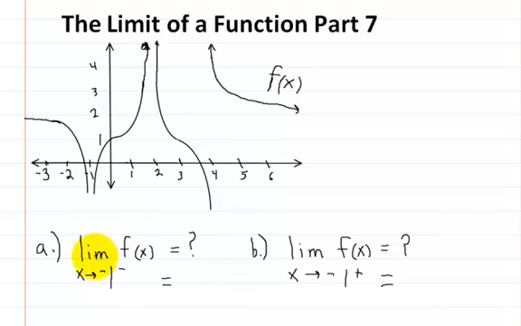So first part, let's solve A. The limit of f of x as x approaches -1 from the left. So here's f of x, and it's approaching -1 from the left. So it's coming this way, and it never quite reaches 1. But where is it going to? Since this is going to negative infinity, the answer to this is negative infinity.